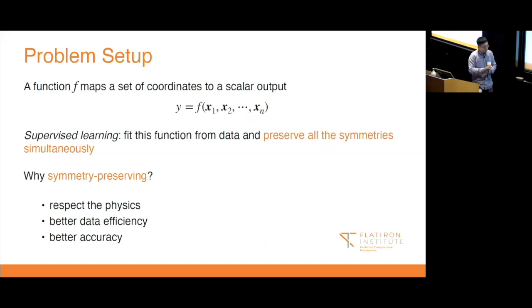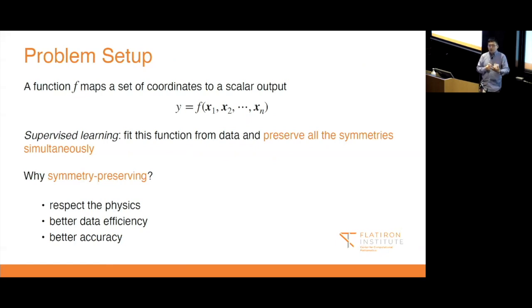For data efficiency, say I have two input data, x1 to xn and x1 prime to xn prime, that are equivalent up to translation or rotation. Essentially, they are the same data because the output y is exactly the same. But if you do not preserve symmetries, they are different to machine learning models. If your model preserves those symmetries, you can simultaneously learn the data up to arbitrary equivalence of translation, rotation, and permutation. In this sense, preserving symmetries provides better data efficiency.